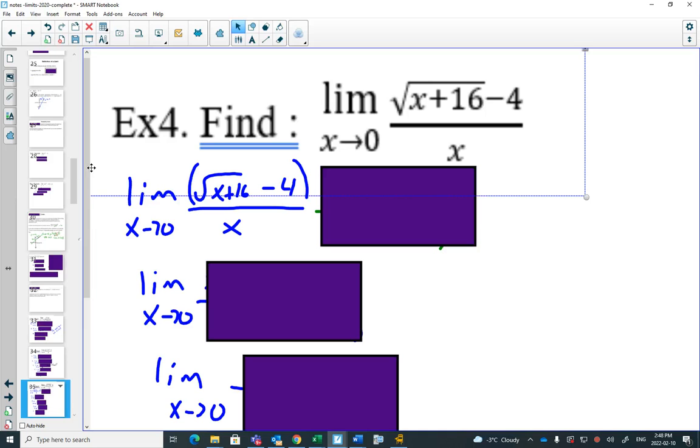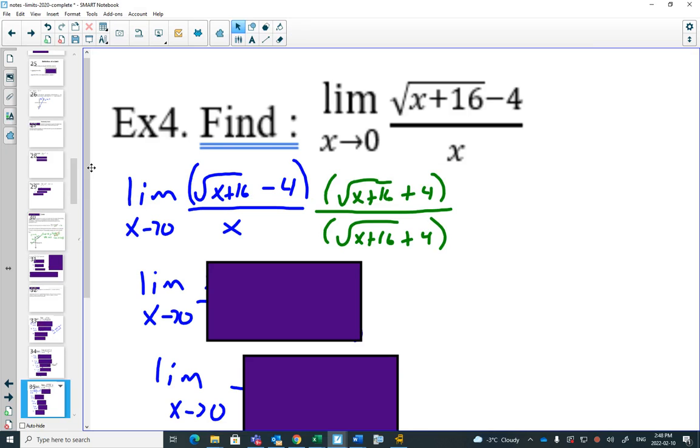If you see a square root, the strategy most likely will be rationalizing. How do you rationalize the denominator? You're going to need to multiply by the square root of x plus 16 plus 4 on both the top and the bottom.